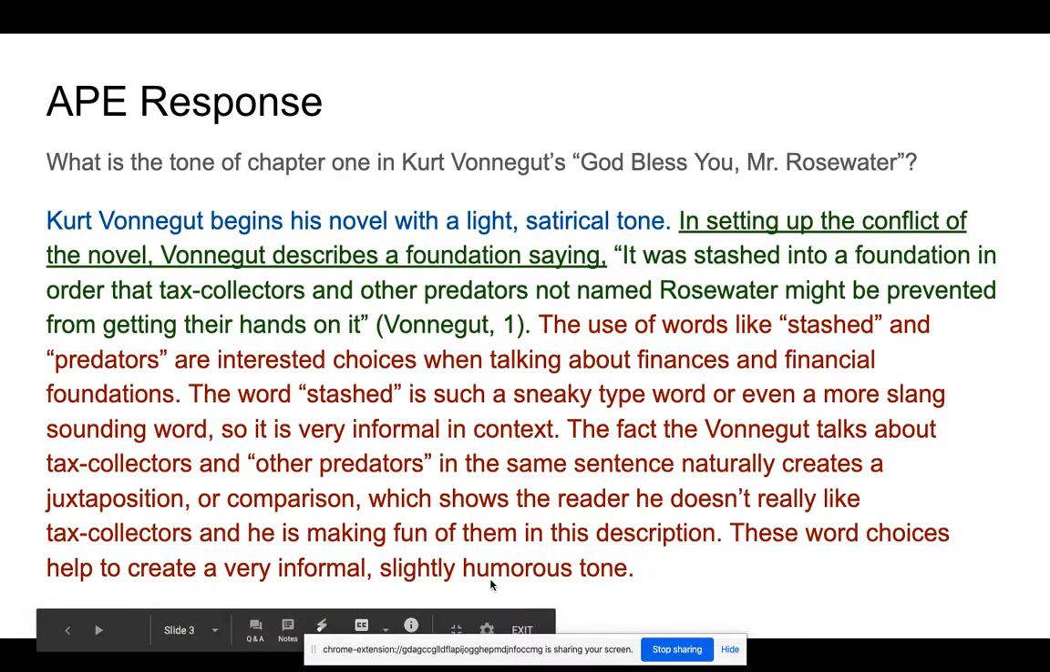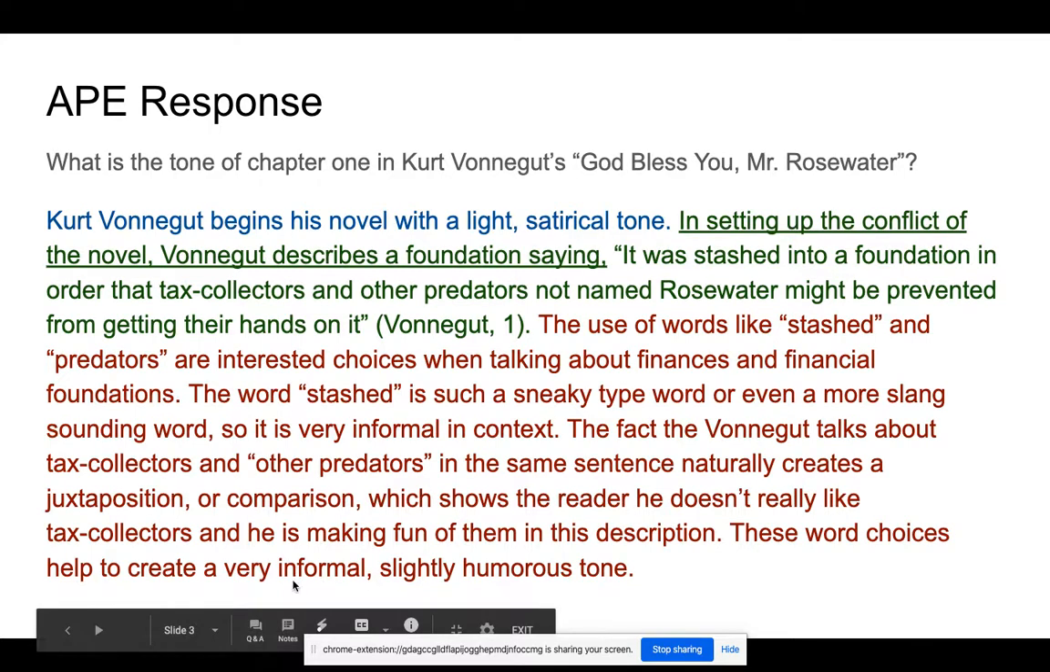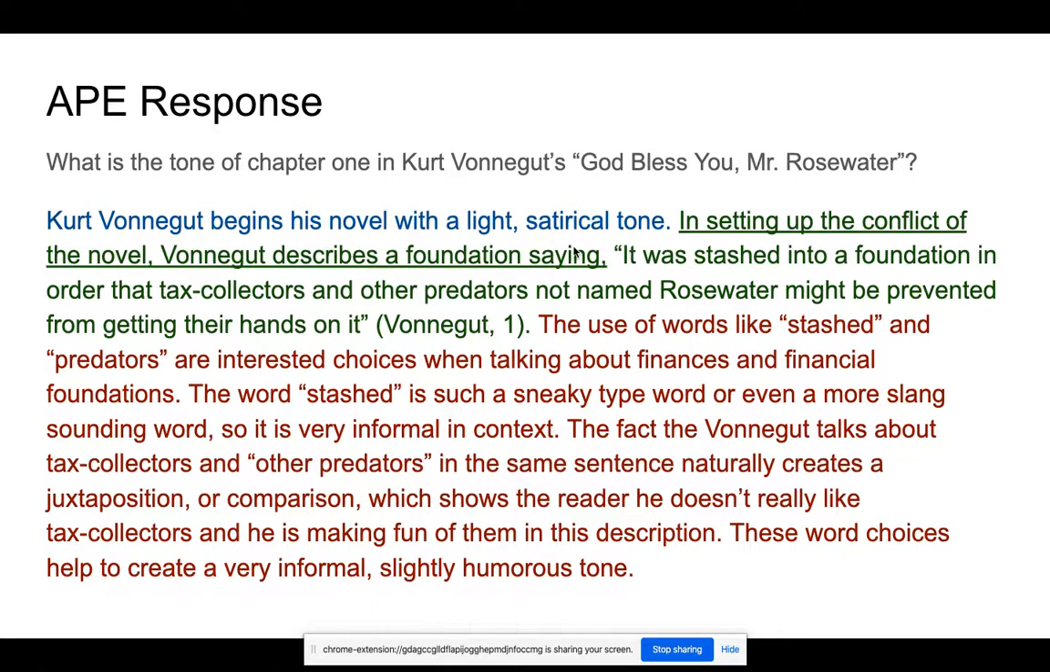So you can see that I really did try to explain why this is a good quote for proving that I feel like this is a funny or a light tone. You'll also notice that I've tried to vary my word choices. I say informal and humorous down here instead of saying light and satirical. I don't want to sit here and repeat myself over and over again. So I'm just trying to vary my word choice. But this is a good example of the parts that you'll need when you're answering an APE response.